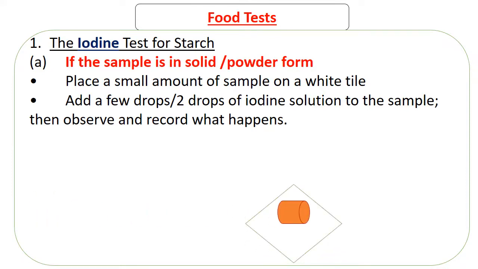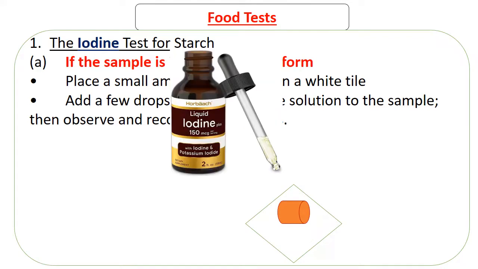So you get your towel here, you put the food sample to be tested, you get your iodine solution. You add a few drops or 2 drops of iodine solution, then observe what happens. If there's starch, this is what's going to happen. The mixture of iodine solution and the food sample will turn blue-black. If this happens, then know that there is starch. If nothing happens, no changes, just know that there is no starch.